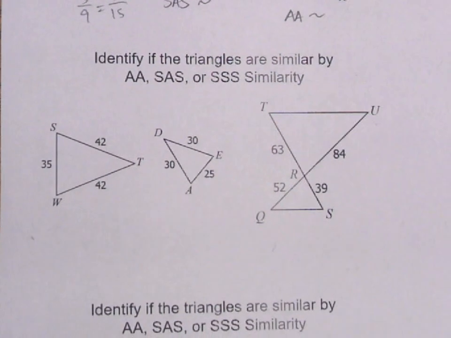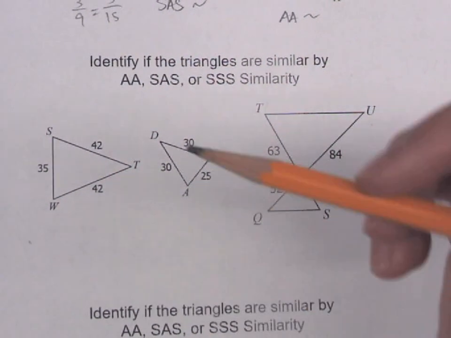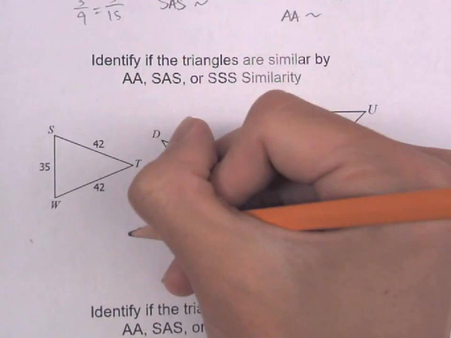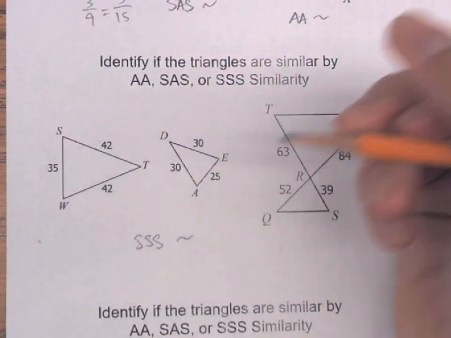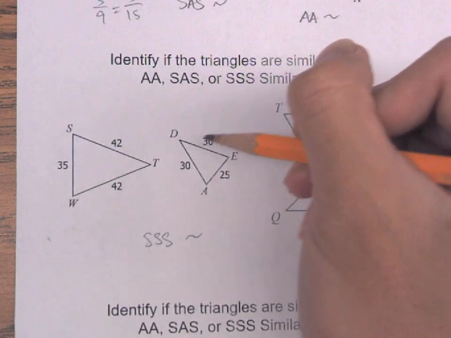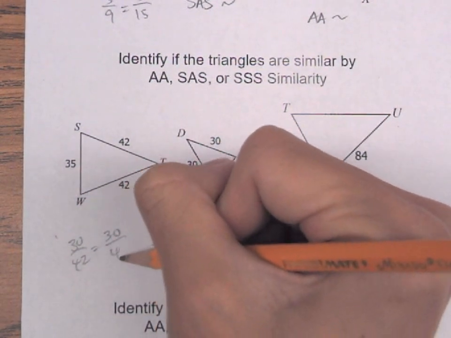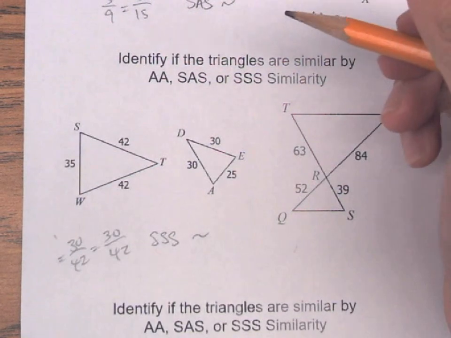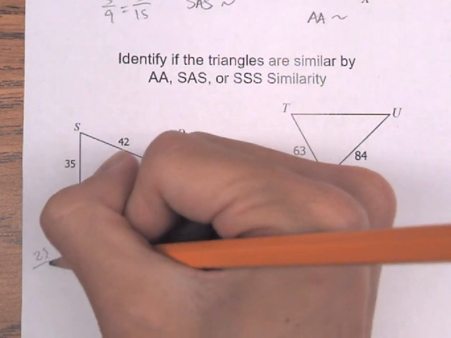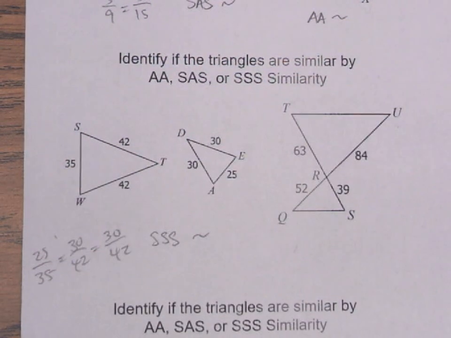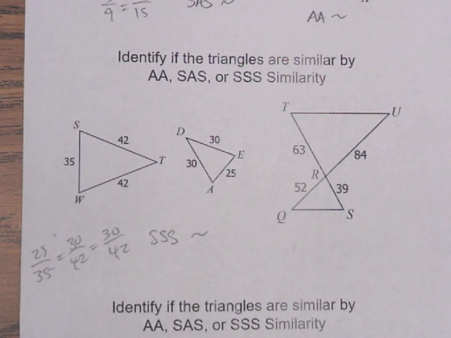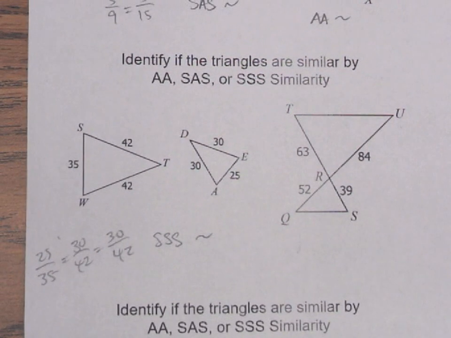This one here, identify if the triangle is similar by all of these. You're given a whole bunch of sides. This is side-side-side similarity. You could go ahead and calculate all the ratios: 30 divided by 42, 30 divided by 42, and the other one was 25 divided by 35. Go ahead and find all these, and they should be equal to each other. They should be equal to, I believe, 5/7.